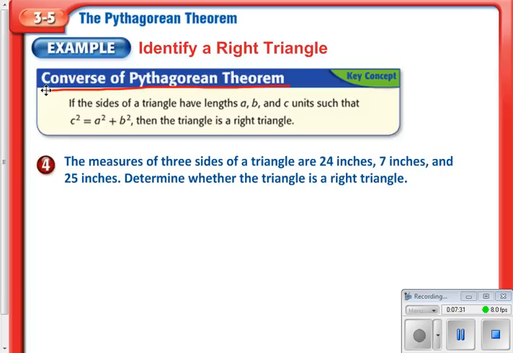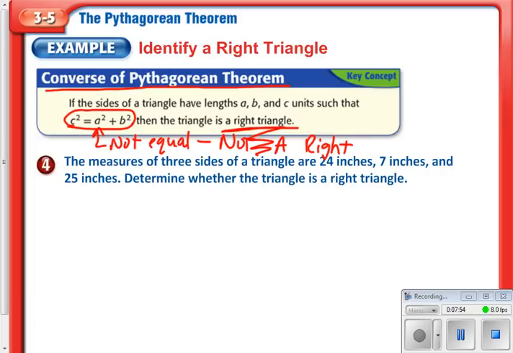Now remember, in order for it to be a right triangle, a squared plus b squared has to equal c squared. If they are not equal, it is not a right triangle. So right here, not equal, not a right triangle. Okay, it has to be equal.